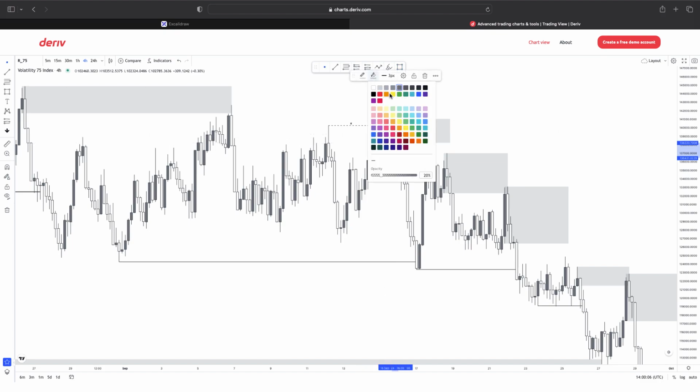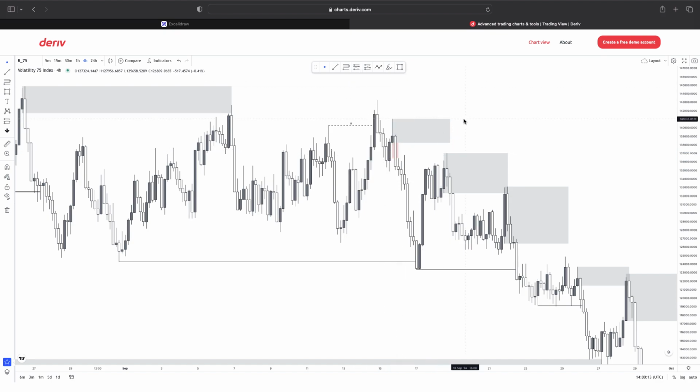Let me just use a different color. They created this bit of a gap around this area here, creating what? Creating an imbalance. So we can work with the assumption that price at a later stage will do what? Will reverse, right? Will reverse in order to fill in the imbalances. As you can see, even around this area here, we have another imbalance that will have to get filled.